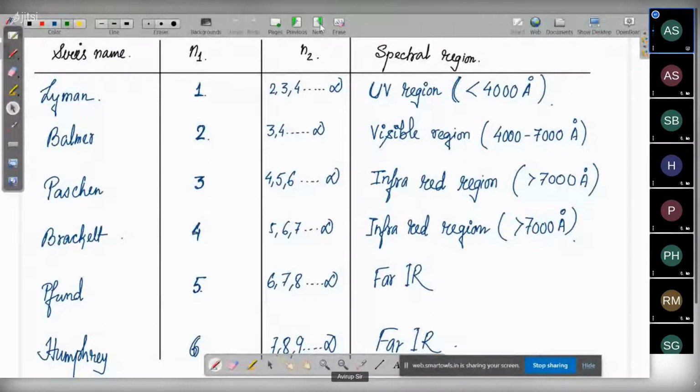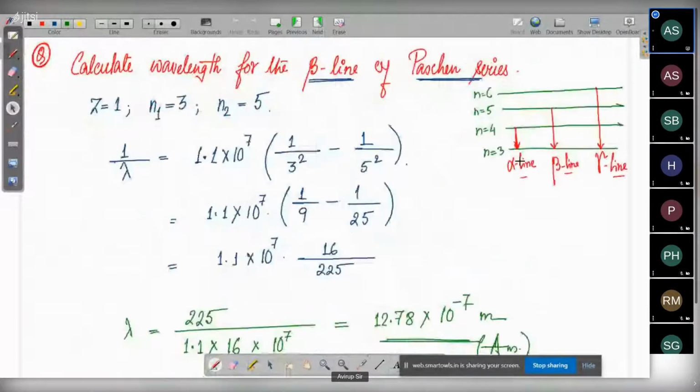And how are you getting n2? For that, look at the alpha and beta lines. The alpha line is always the first line, the immediate next line. That is 4 to 3, that is the alpha line. Beta line is the second line, so 5 to 3. So for Paschen series, the beta line will be from 5 to 3.